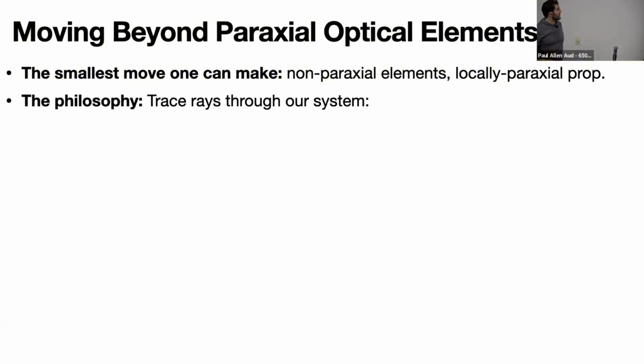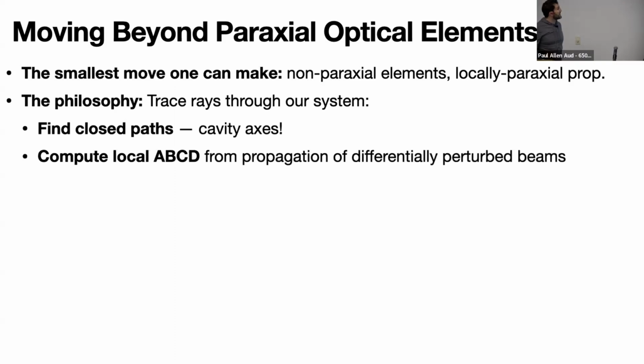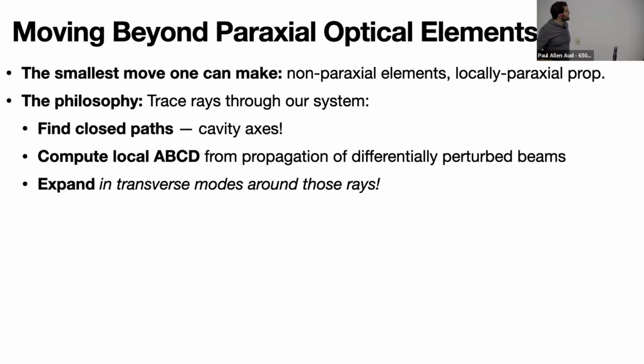So what's our recipe? Trace rays through your system, find the closed paths, and then compute local ABCD matrices with respect to those closed paths. And then we can expand transverse modes around each of those axes. So I'll give you an example. What is the axis of this cavity? That's an axis. Isn't that also an axis?